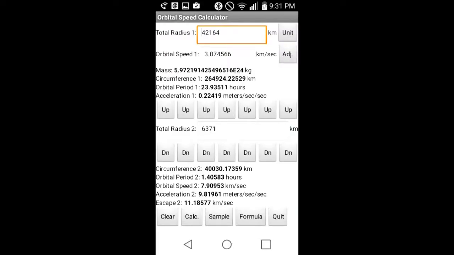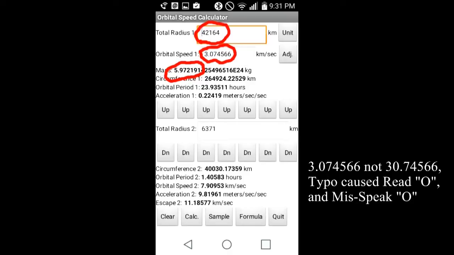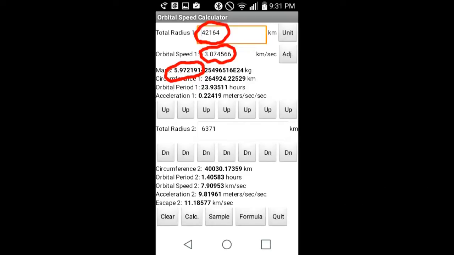All I know is that when 42,164 is entered as the radius and 30.74566 entered as the speed, the mass of the Earth comes out to be 5.97219. I simply adjusted the speed by 1/100th of a percent. Similarly, I could have adjusted the radius slightly, or both the speed and radius. I don't know how accurate the given speed, radius, or mass are. I am simply going with what has been given.